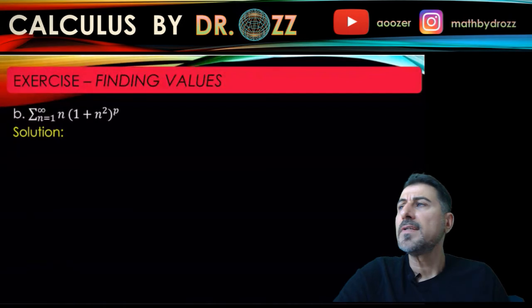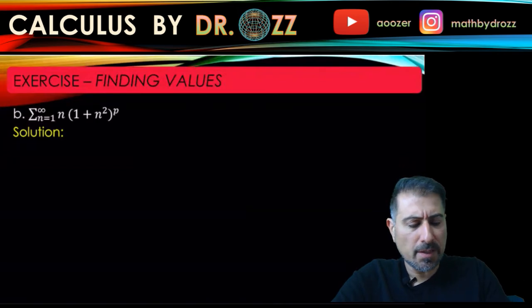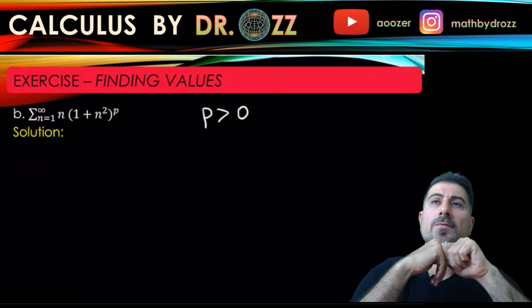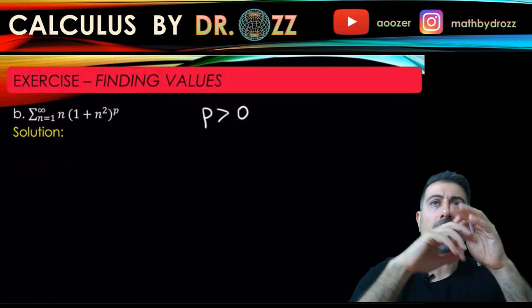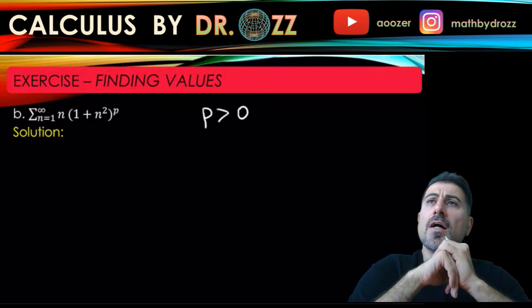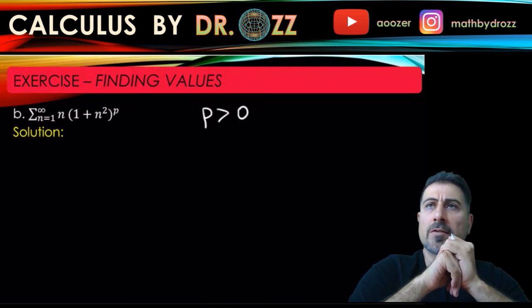Right, for this infinite series, it's n times 1 plus n squared to the power of p. And remember that p is positive, by the way. We don't know exactly what p is, but p is positive, and we're trying to find the p's for which the infinite series converges. You can check to use the integral test, but the decreasing condition will not hold true. So you won't be able to apply the integral test for that.